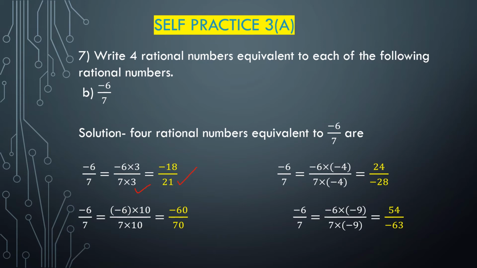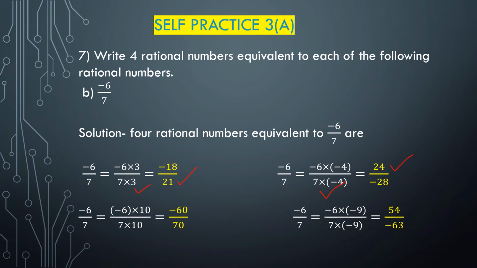Minus 18 divided by 21 is equivalent to the rational number minus 6 divided by 7. If we multiply the number minus 4 with both numerator and denominator of minus 6 divided by 7, we get minus 6 multiplied with minus 4 is 24 and 7 multiplied with minus 4 is minus 28. So we get 24 divided by minus 28, and 24 divided by minus 28 is equivalent to the rational number minus 6 divided by 7.